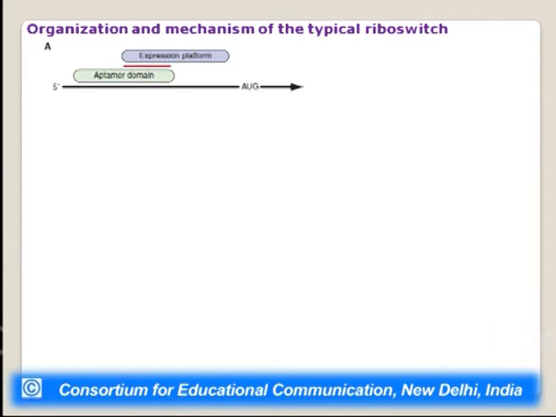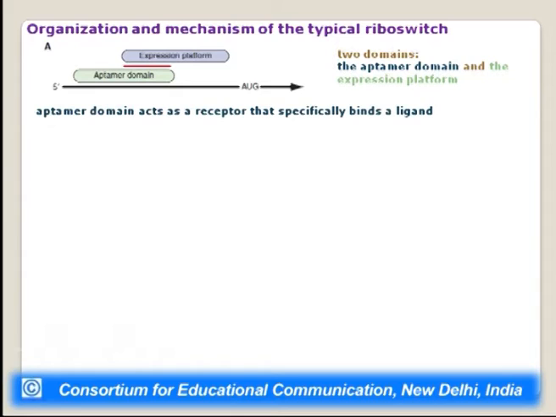The 5' untranslated region has 2 domains. One is called the aptamer domain and the other is called the expression platform. The aptamer domain acts as a receptor that specifically binds a ligand. As I said, small molecule binding is essential for riboswitches to exert their genetic control, and this aptamer domain is the part where the ligand binds.